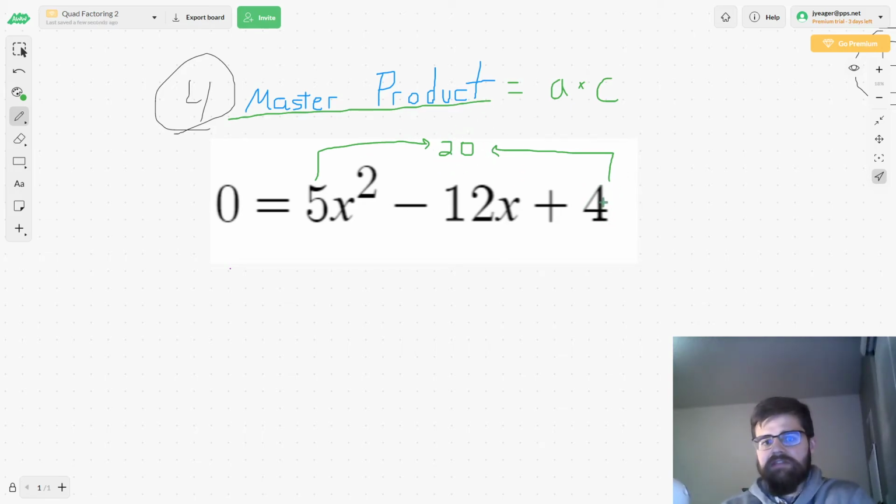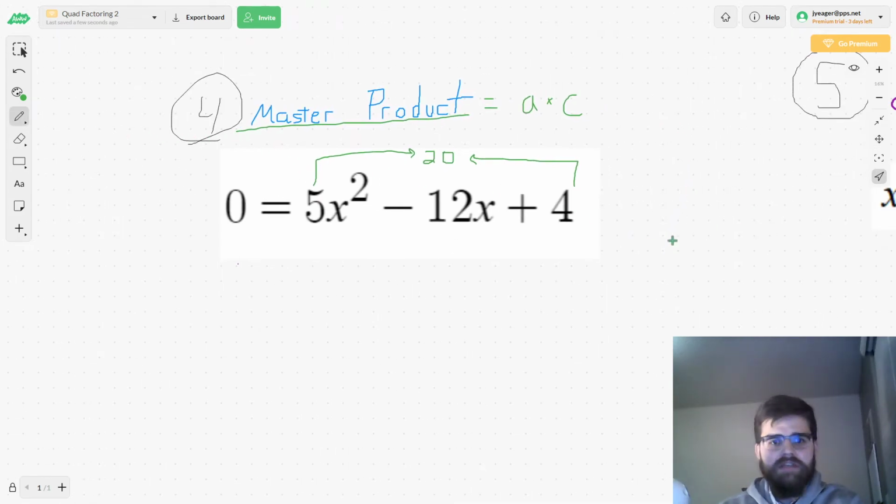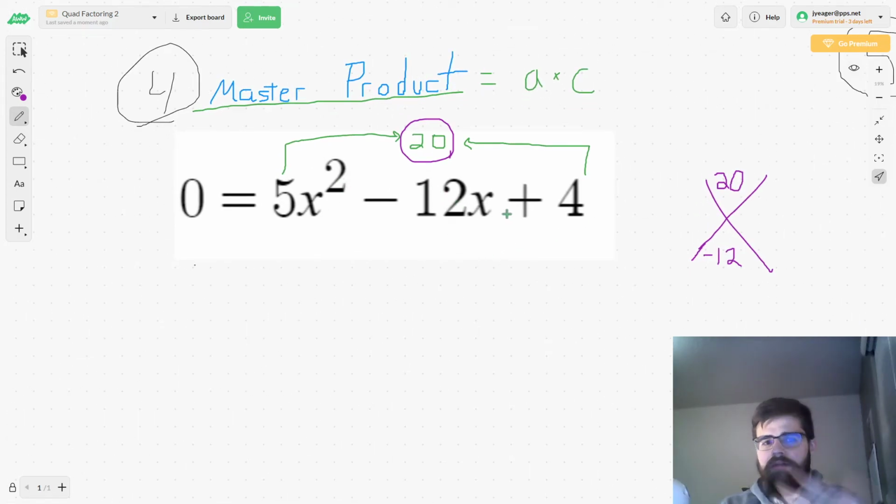We're not just thinking about C, we're thinking about C times A. And we're going to approach this the same way we did our problems earlier. Last class, we said, what's going to multiply to get C and add up to B? So though we are still trying to add up to B, add up to -12, instead of just multiplying to get C, we're going to multiply to get the master product, which is A times C. So really similar to what we did before, but instead of just putting C here, we put in C times A, which in this case is 20.